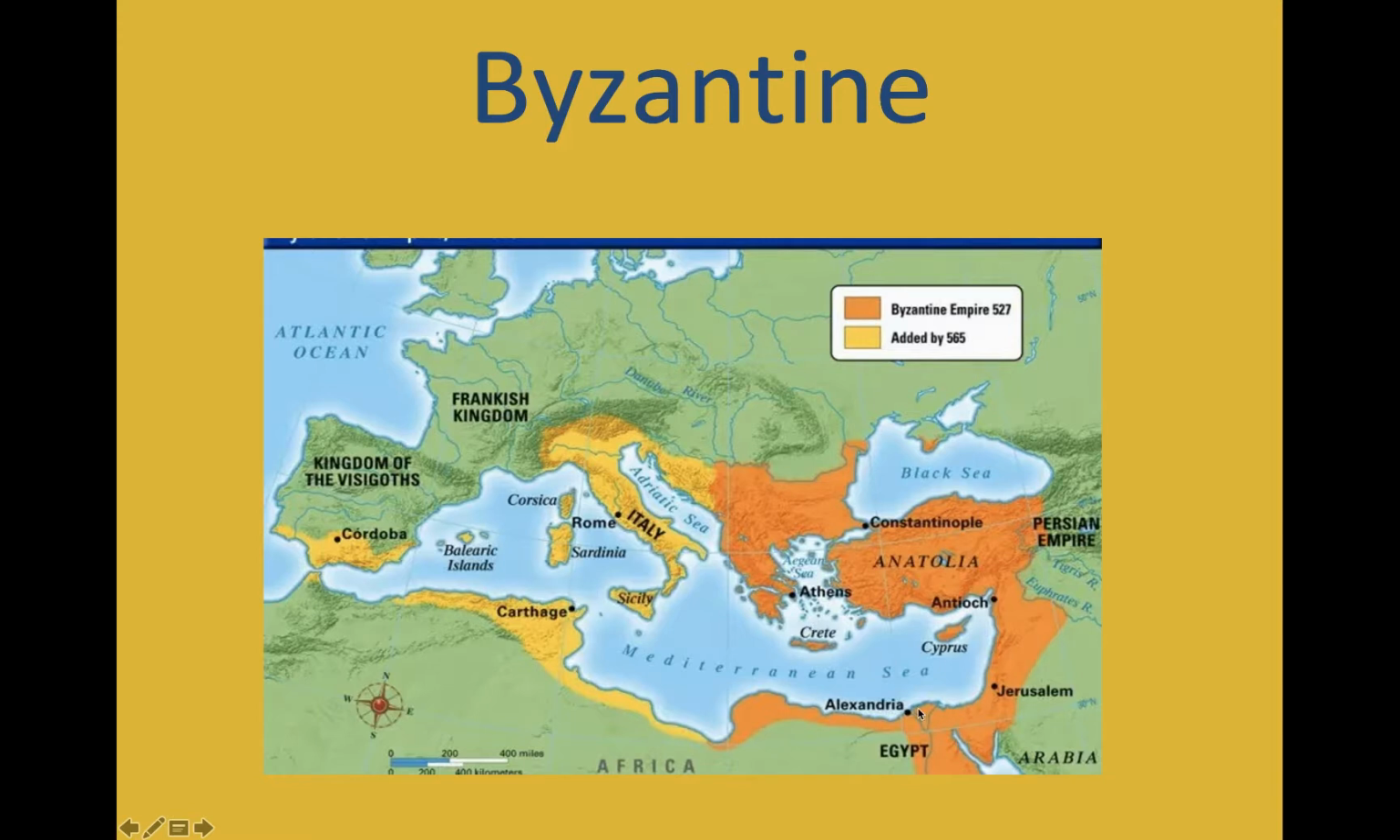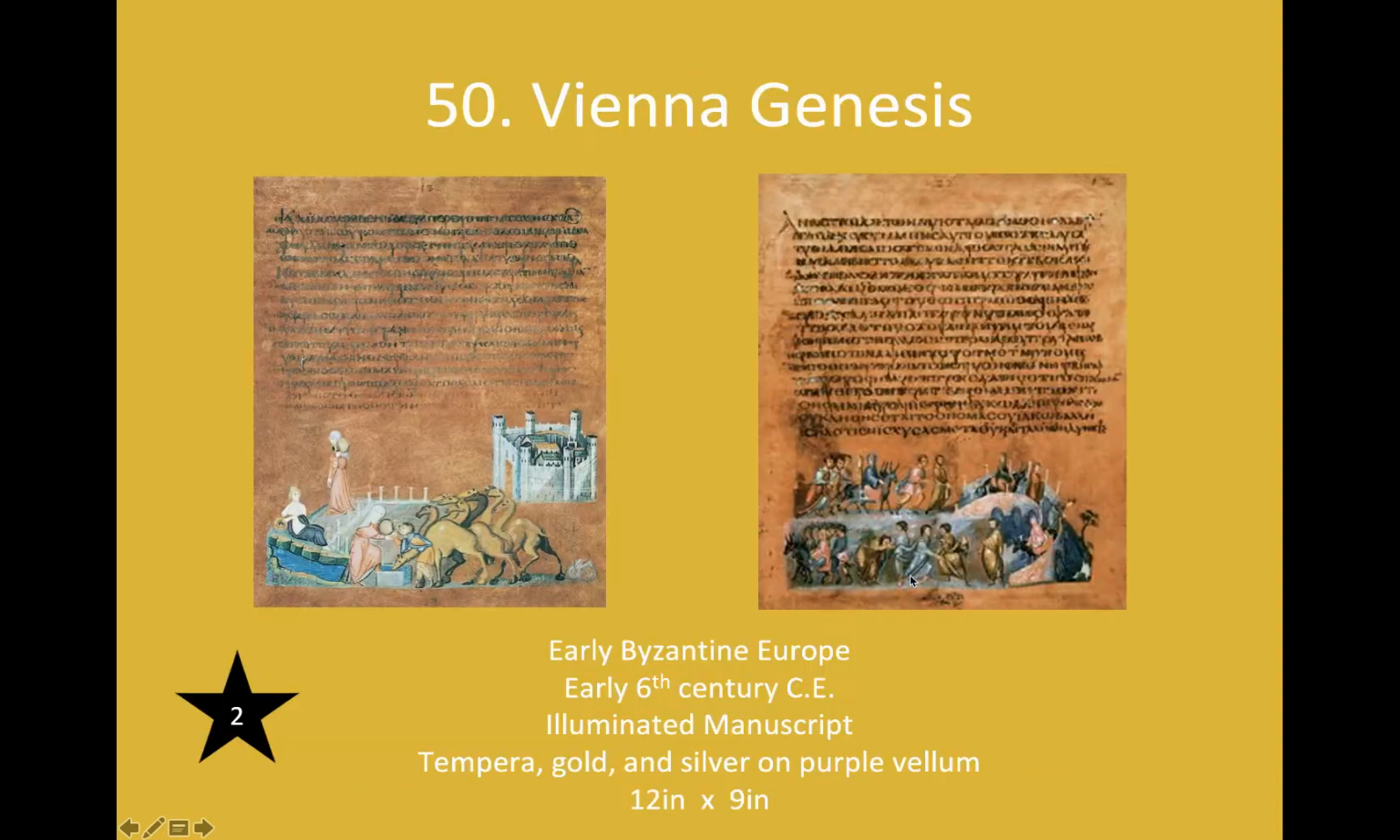It takes over Egypt. So all of the civilizations that we had studied in our ancient Mediterranean, most of them are then folded into the Byzantine Empire. So our first image in the Byzantine Empire is the Vienna Genesis. Vienna meaning where it is, and Genesis meaning the book of the Bible, the very first book of the Old Testament, if you're doing just Jewish stories, or the very first book of the entire Bible if we're talking Old Testament and New Testament.